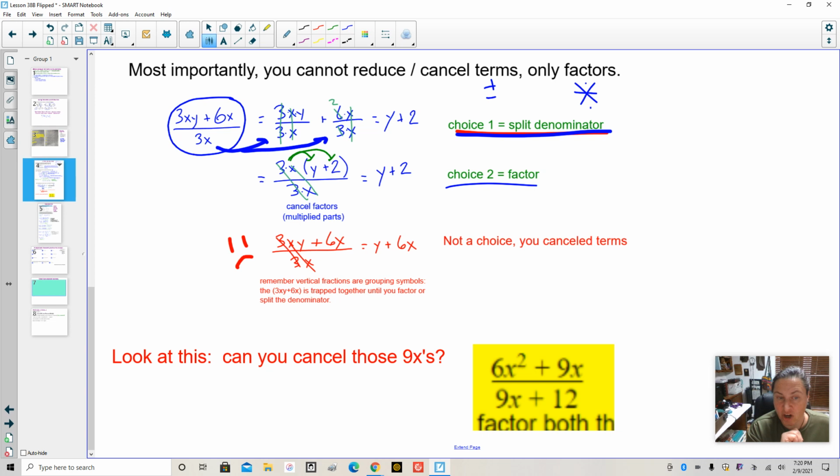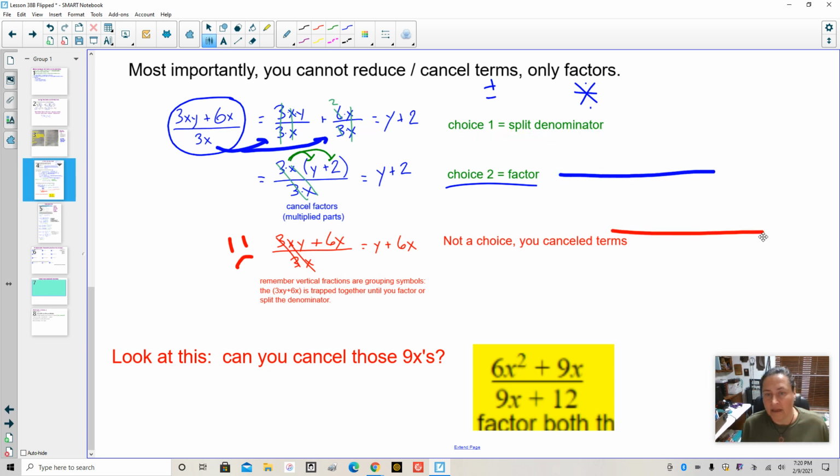Now I have 3 times x times y plus 2 over 3 times x. Well, the 3 is multiplied and the x is being multiplied. Only the y plus 2 are terms, and those are what are left over. So I can split the denominator, or I can factor, but I have to choose one of those two. And you need to know both because they won't always both work.